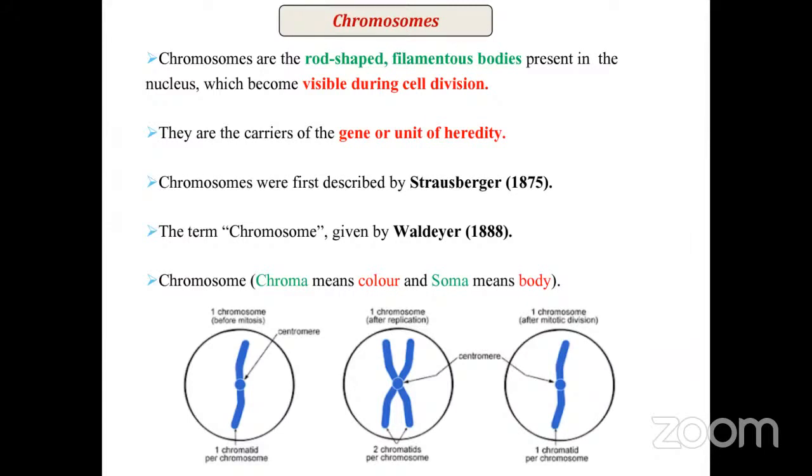In the first circle, we can see one chromosome. This is before mitosis, and you can see one chromatid per chromosome, and you can also see the centromere. Before mitosis, the chromosome structure represented in that first image, you know, mitosis is one of the cell divisions which occurs in the somatic cells.